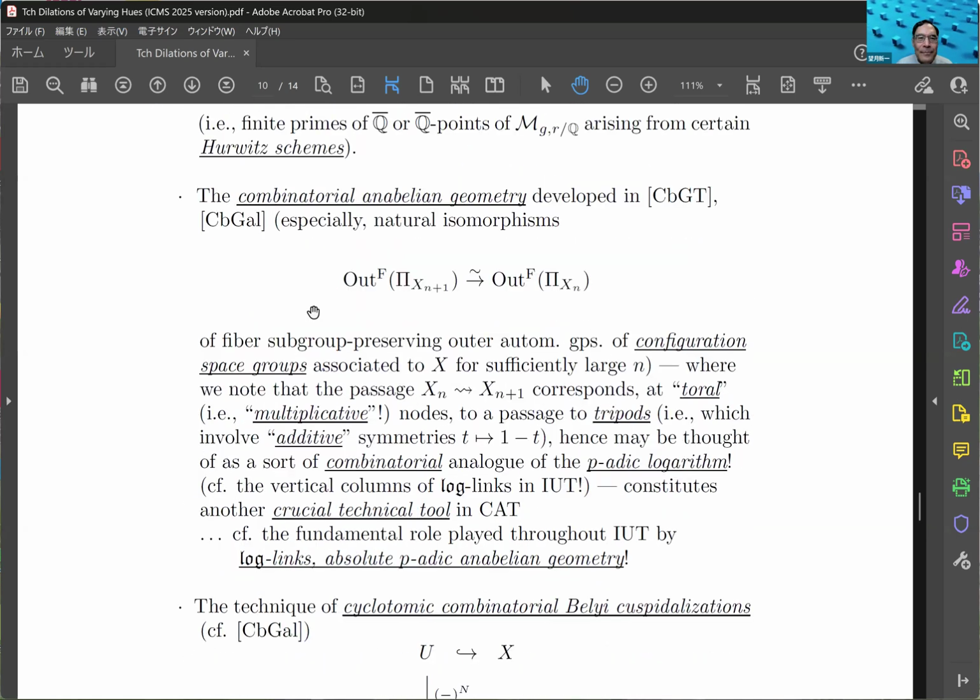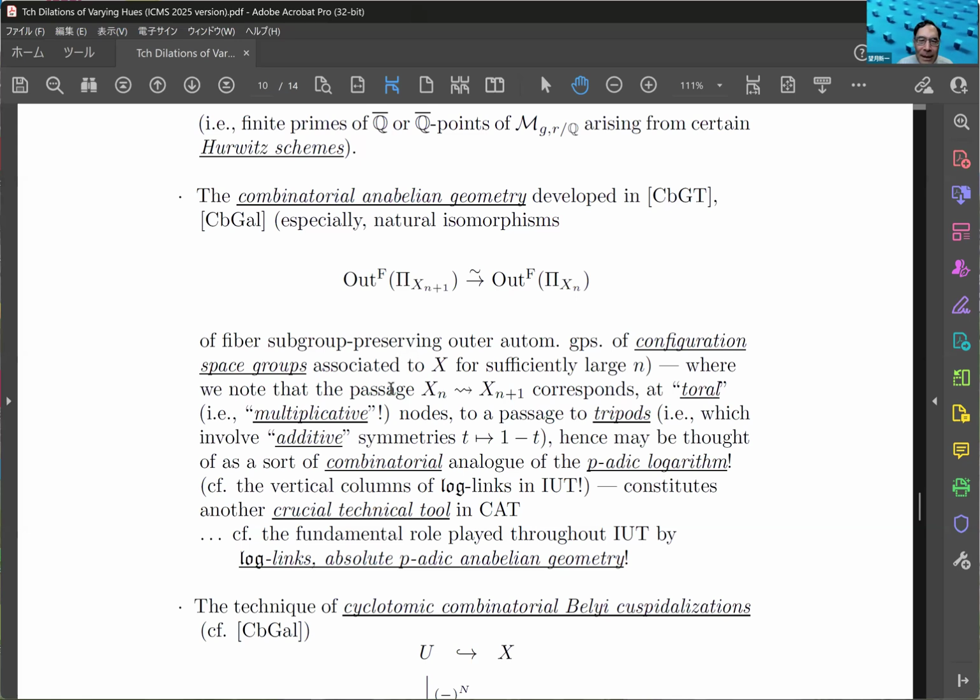And also, another important technical tool is combinatorial anabelian geometry, which will be discussed, especially this paper CBGT, combinatorial GT, will be discussed in Minamide's talk. And so these are basically natural isomorphisms between the fiber subgroup preserving outer automorphism groups of configuration space groups associated to X. So these are the geometric fundamental groups of the nth or n plus one configuration spaces associated to X. So these are the direct products, the complements of the diagonals inside the direct product of n copies of X.